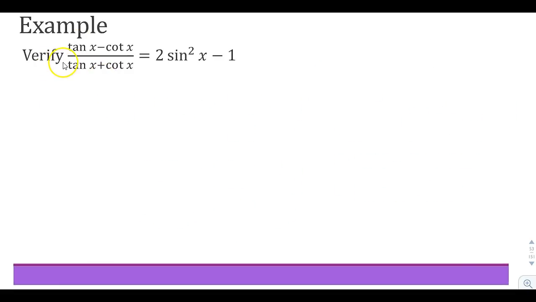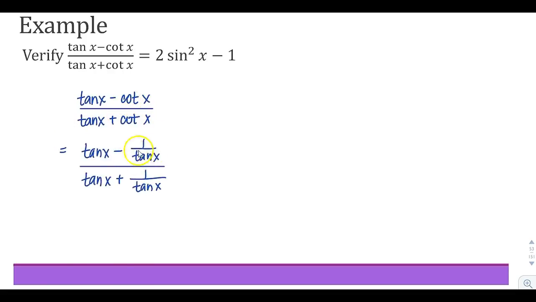On this example, we want to verify that tangent x minus cotangent x over tangent x plus cotangent x is equal to 2 sine squared x minus 1. So I'm going to start with the left-hand side. So here we have it, and I'm going to start by rewriting cotangent x, each of them, as 1 over tangent x. So here I've replaced each of those with 1 over tangent x.